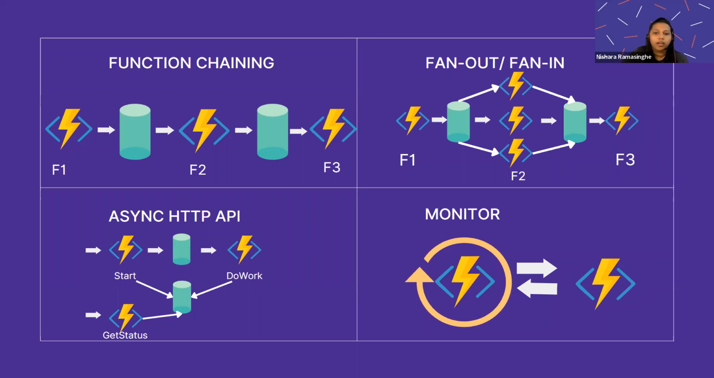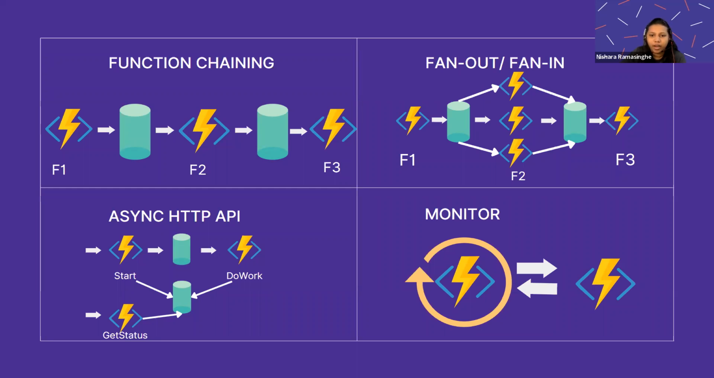The first one I'm going to explain is function chaining. Function chaining is a sequence of functions executed in a specific order. When one is finished, the output of that function is taken to the next function. So mainly it's a sequence of functions executed in a specific order, and the output of one function is applied to the input of another function.